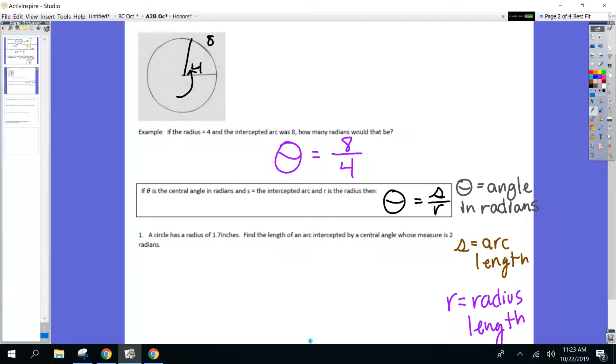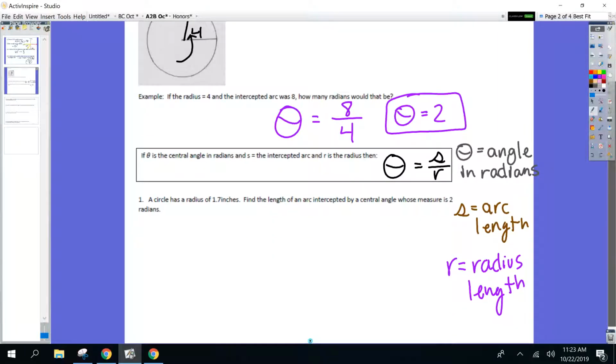I'm not doing a tough one here. 8 divided by 4? 2. So there are 2 radians in that angle. When the arc length is 8 and the radius is 4, it forms an angle of 2 radians. Do I need you to convert it? Nope, 2 radians. Questions?